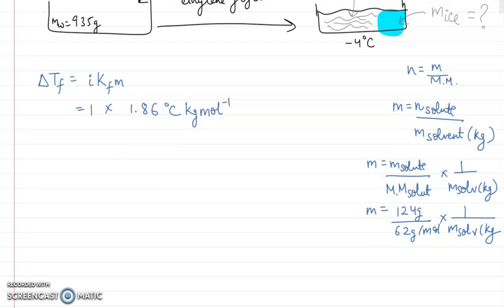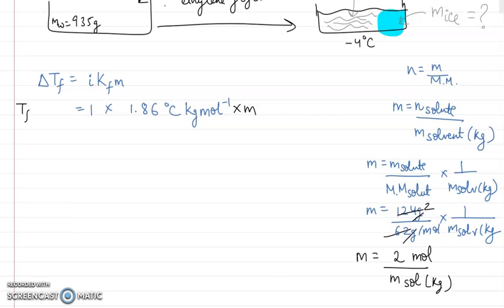Now we can cancel it out also. 62 ones are 62, 62 twos are 124. So molality is equal to 2 divided by mass of solvent in kilogram. And gram and gram cancel out and this mole would go above. So now we have molality also. Here we have to write molality and Tf.